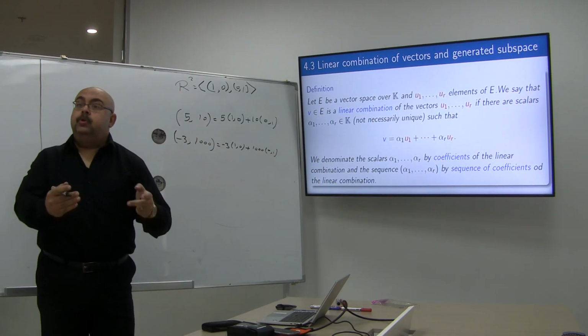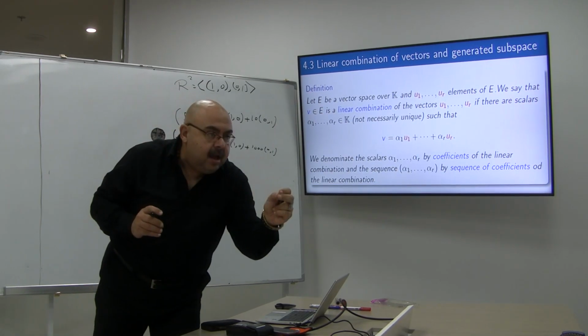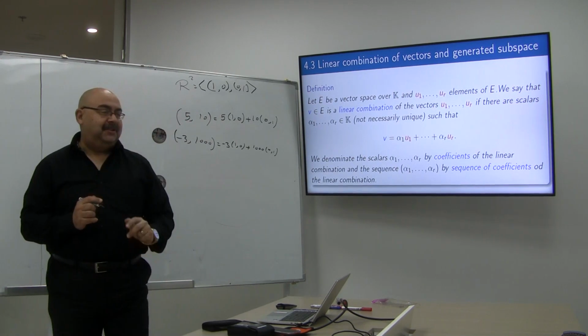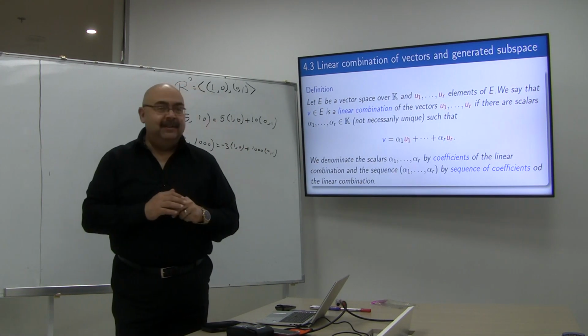Down the road, we will know that those are the canonical basis for this vector space. They are the main generators of this vector space.